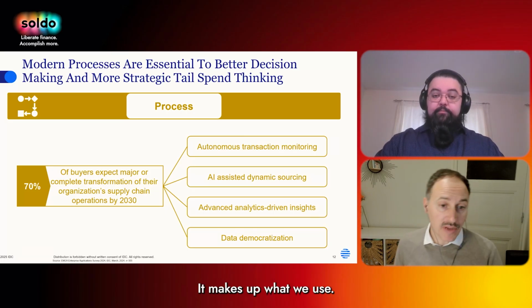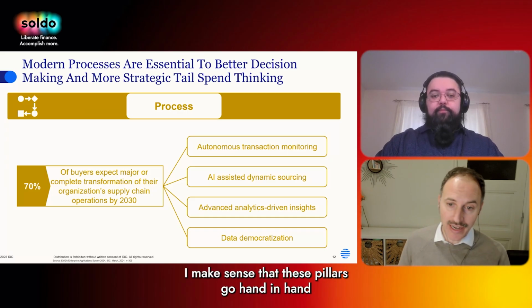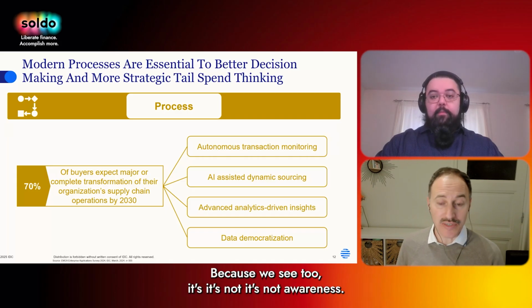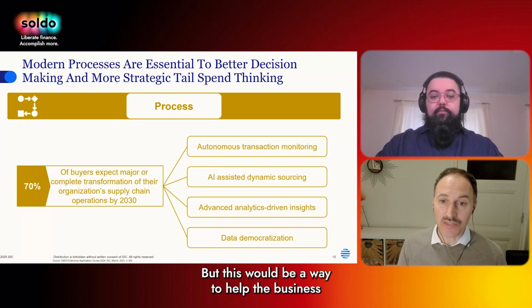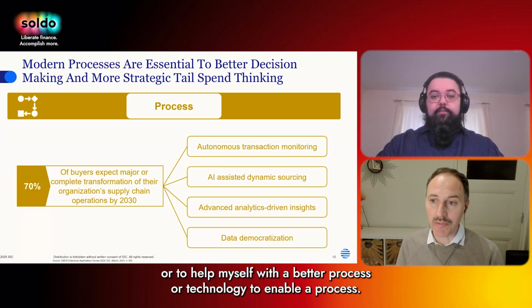It makes sense, given that we're offering a technology that helps people with their processes, that these pillars go hand in hand, not one after another. They're going at the same time, because we see too, it's not about awareness. It's not that teams don't know their processes are slowing things down, or that a better process or technology to enable a process would help the business or help them.